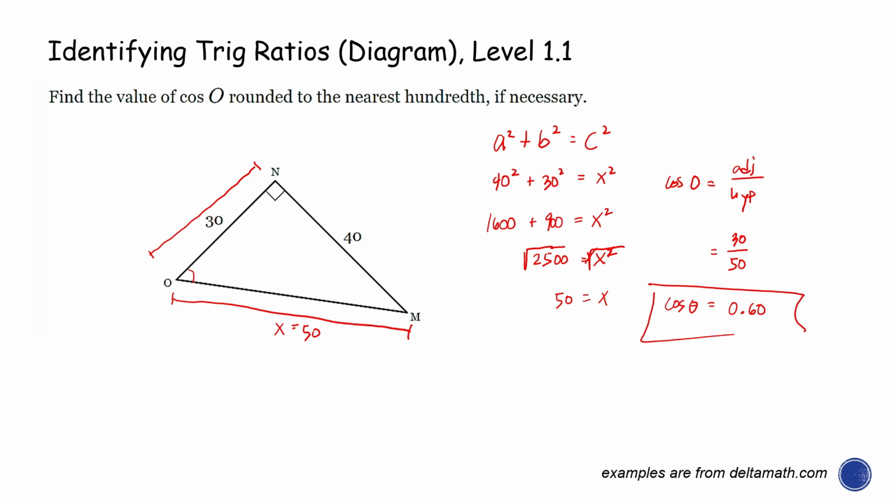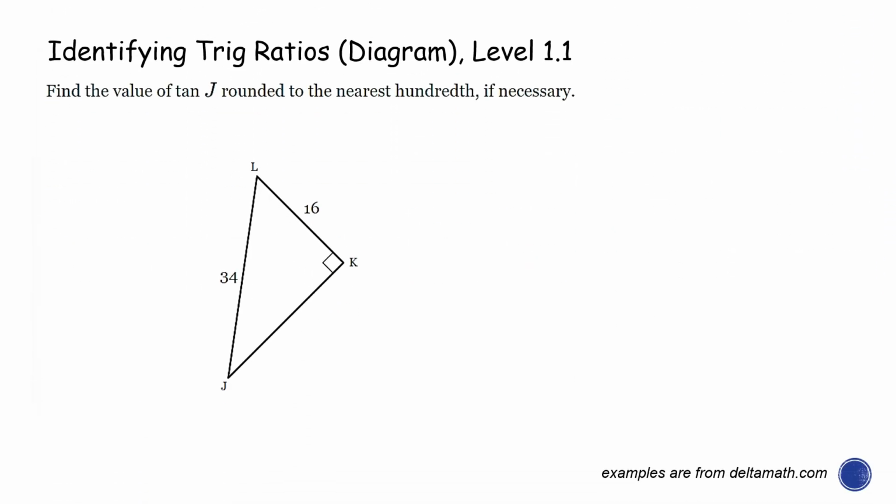All right, let's go to the next example. Now here we need to find the value of tangent J and round off the answer to the nearest hundredth. Like what we did a while ago, we need to find angle J, and it's right here. Tangent is opposite side over the adjacent side. So our opposite side here is 16. Our adjacent side, which is here, that's JK, and we don't know that. So let's say that is our x.